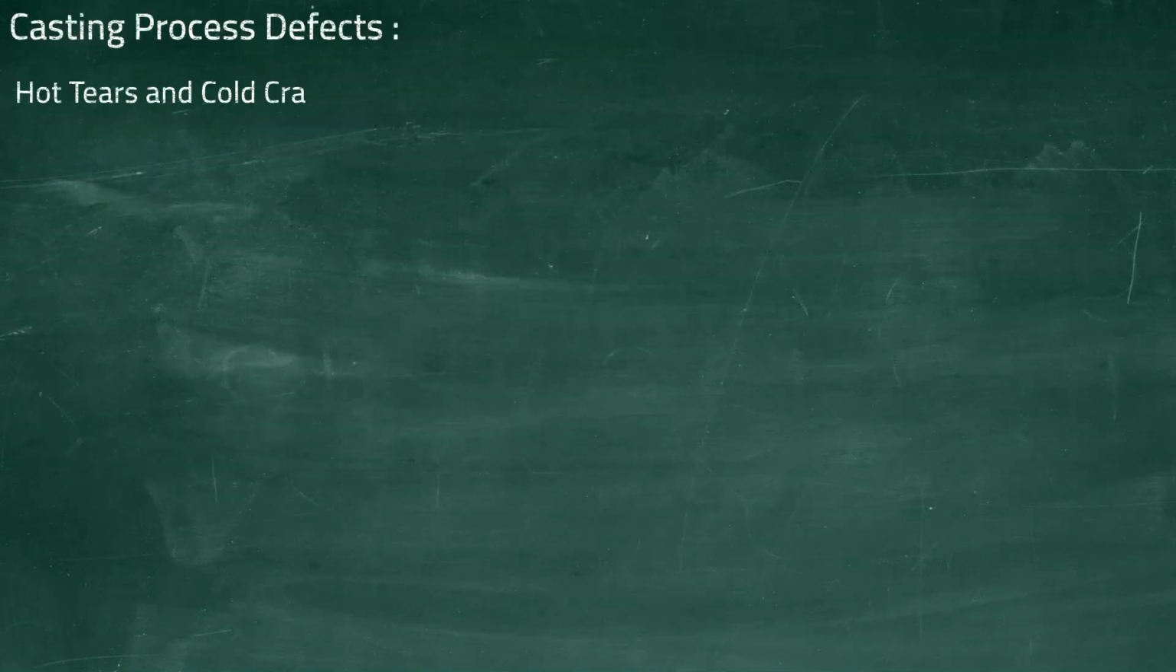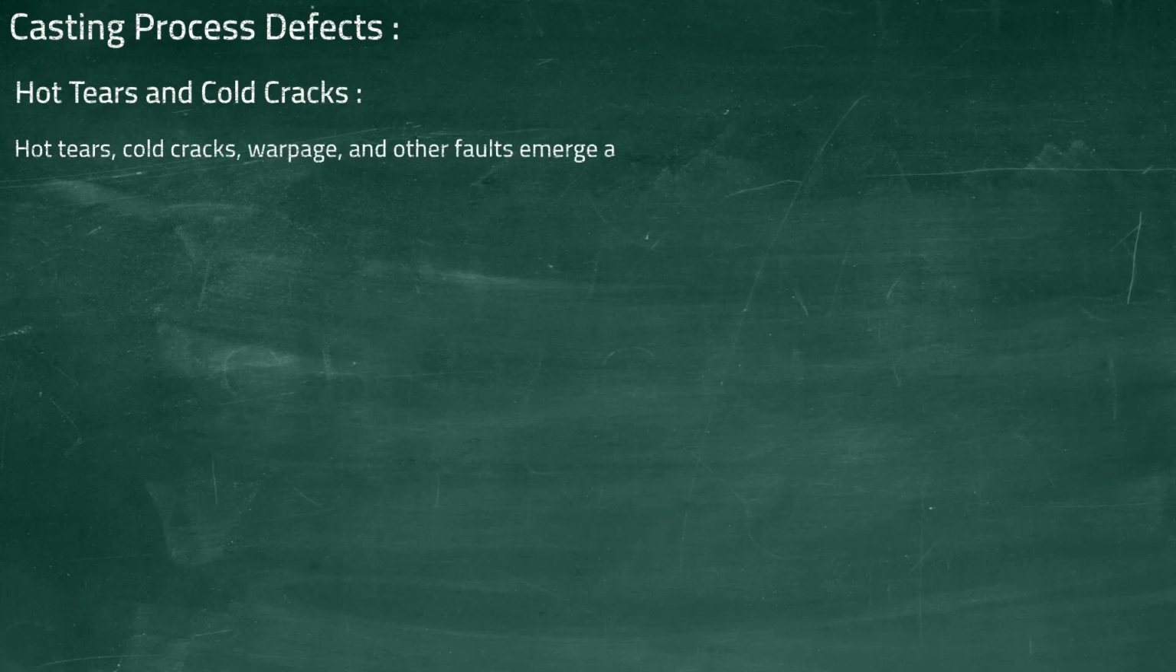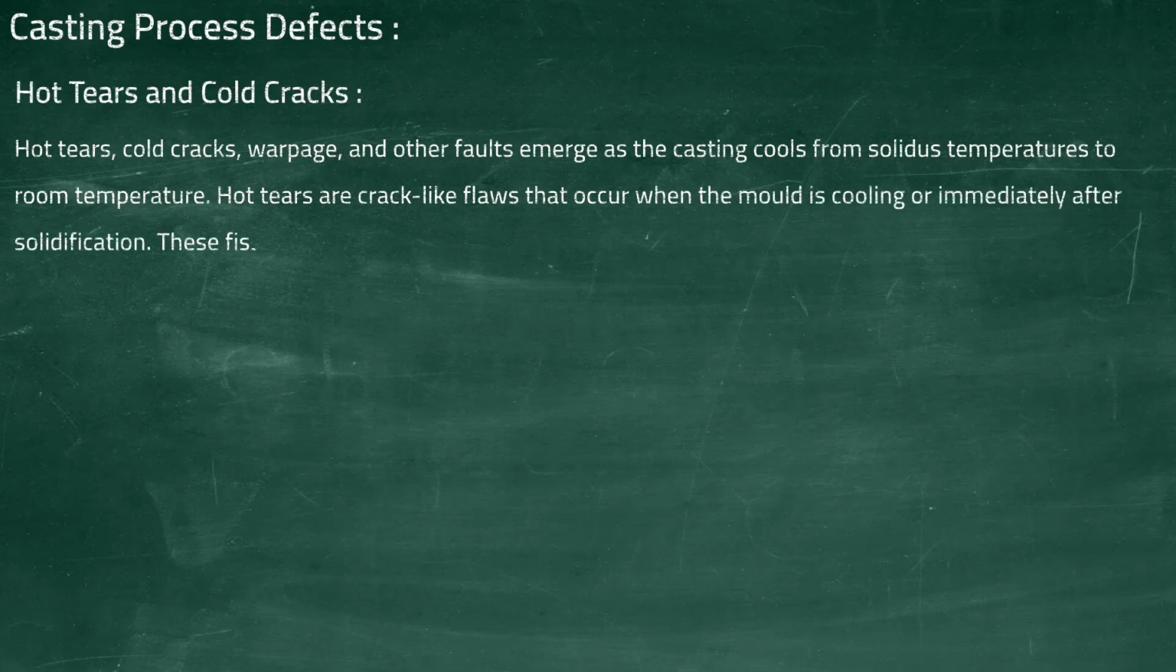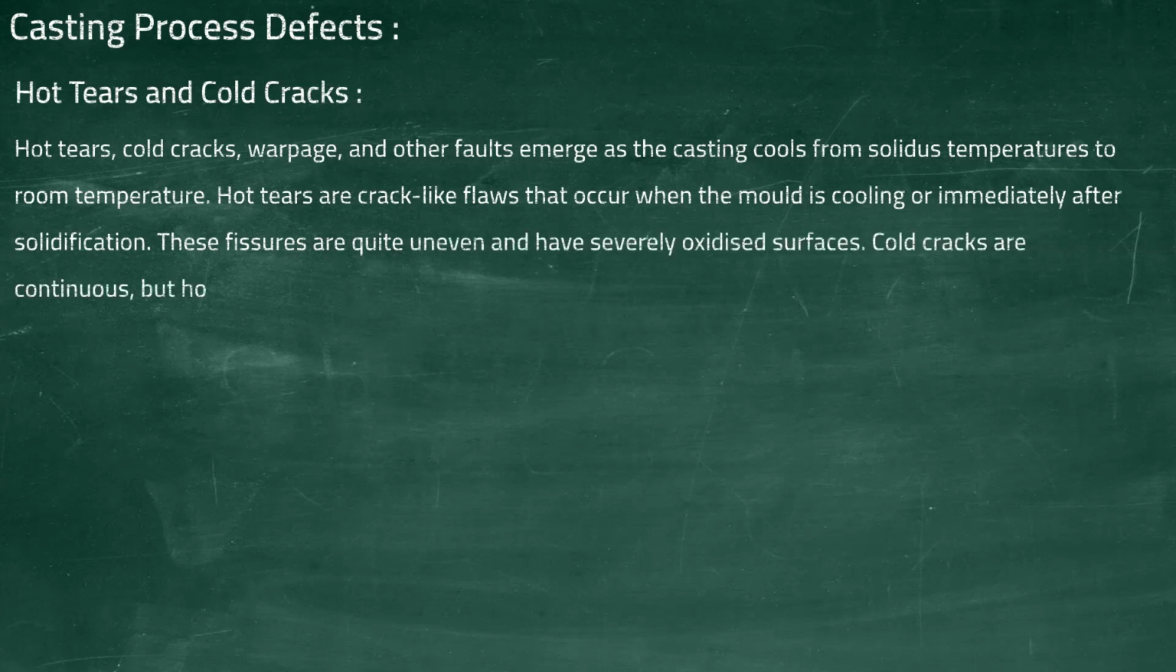Hot tears and cold cracks. Hot tears, cold cracks, warpage, and other faults emerge as the casting cools from solidus temperatures to room temperature. Hot tears are crack-like flaws that occur when the mold is cooling or immediately after solidification. These fissures are quite uneven and have severely oxidized surfaces. Cold cracks are continuous, but hot tears are ragged or uneven.